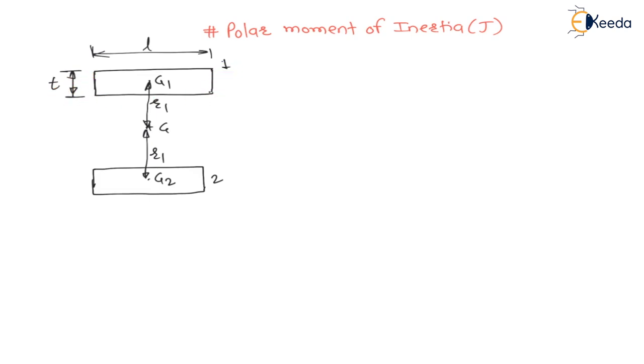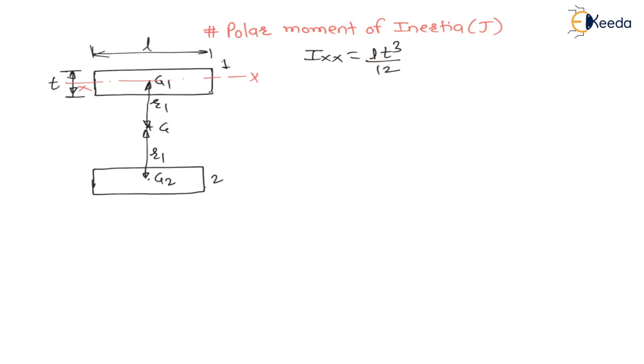For this weld, thickness is T, length is L, and the centroid or center of gravity of this weld will be at location G1. Right, G1 is the center of gravity of weld 1. Now, about this G1, we can calculate Ixx and Iyy. About the Xx axis, if I want to find Ixx, Ixx is equal to L into T cube divided by 12, because Xx is cutting T.